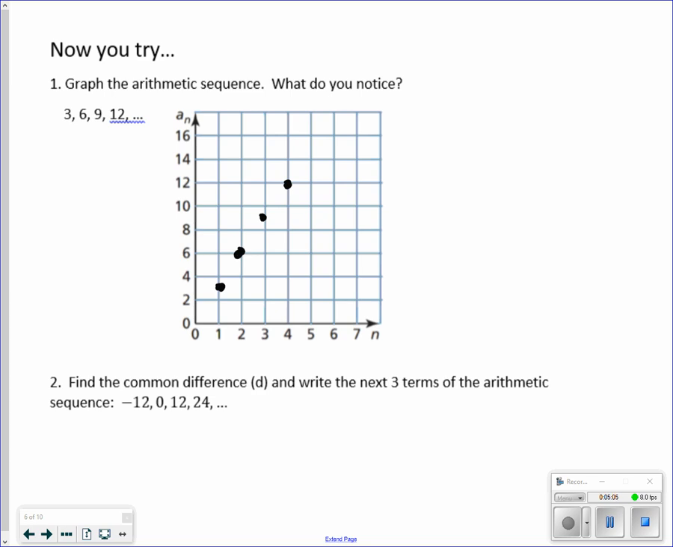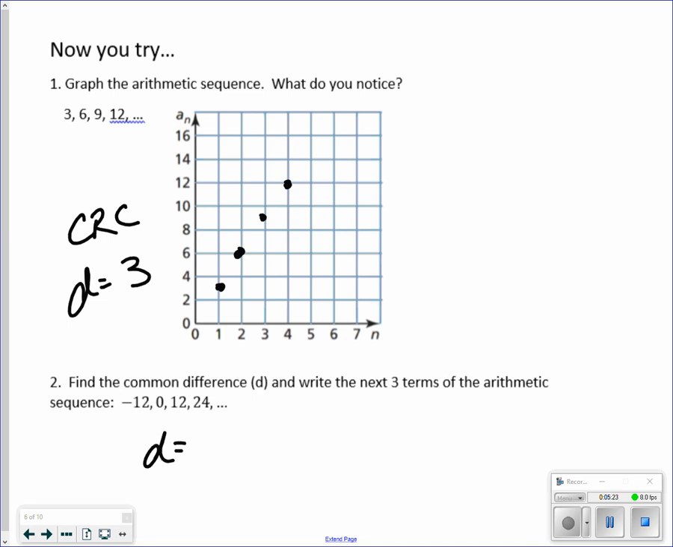Is it arithmetic? Yes, because again, it's got a constant rate of change. Each term it goes up, it has a common difference of 3. So find the common difference D and then write the next 3. So they're asking, in the next question, what D is.